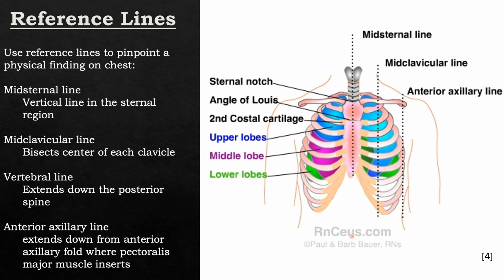sound. So looking at this picture, we have the mid-sternal line, and this is a vertical line that goes straight down the sternum. Then you have your mid-clavicular lines. Now remember, we have two clavicles, so you're going to have a right and a left mid-clavicular line. And it's basically the center of the clavicle straight down the chest. You also have your vertebral line, which you'll see better in the next slide, as well as your anterior axillary lines.